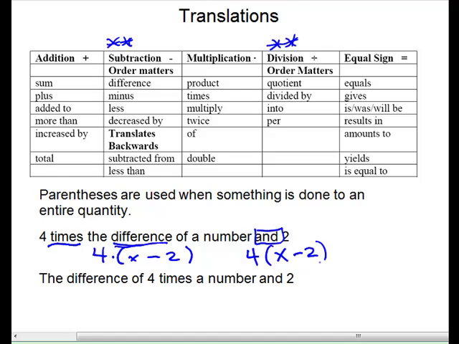The other one, your first operation word, difference, the difference of 4 times a number and 2. So difference is subtract, and is your separator. So the difference of 4 times a number, this is going to be our first piece. We could put a dot here. We could even put a parentheses and 2, but it's not 4 times the whole difference. So these two problems have the exact same words, but the order of the words changes the meaning.